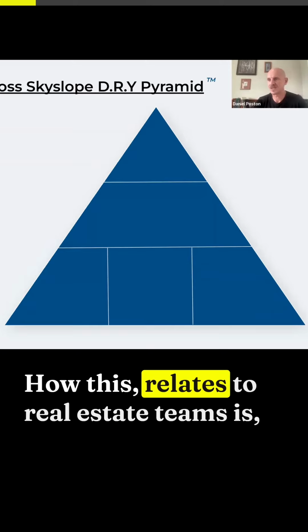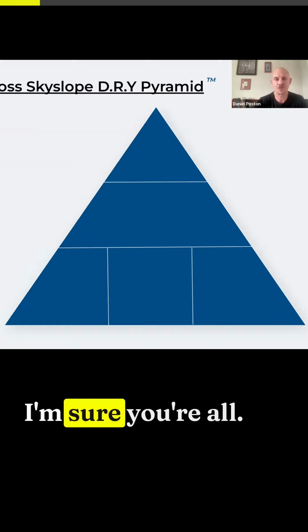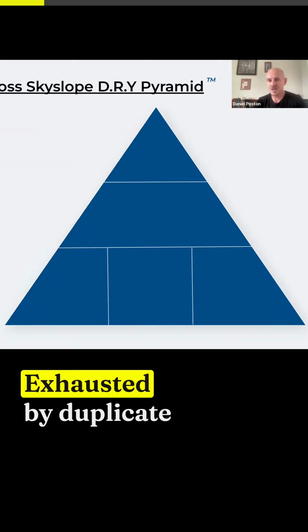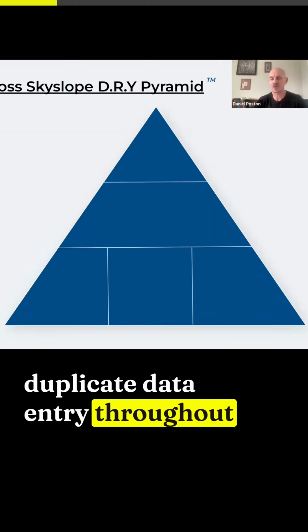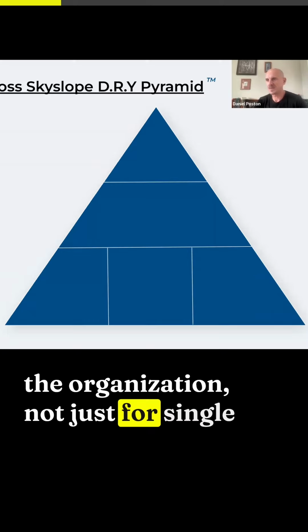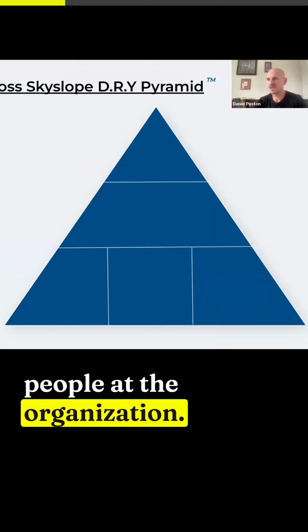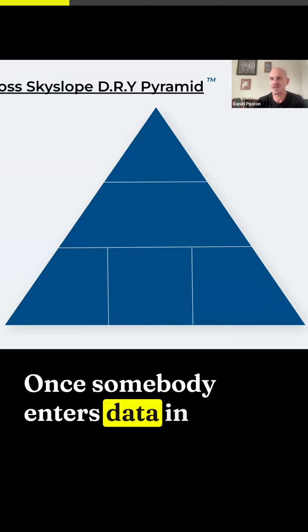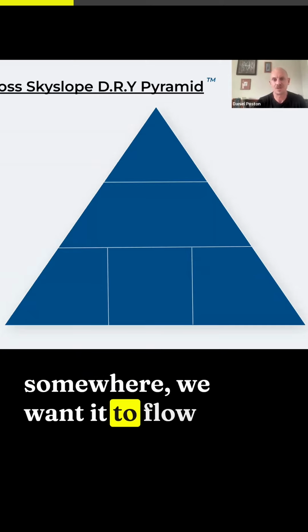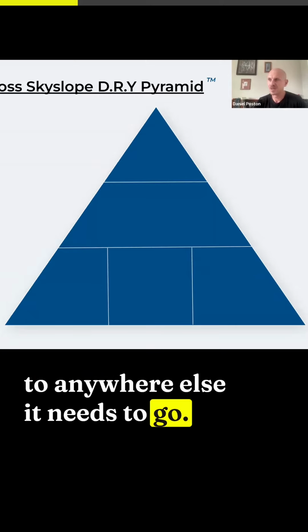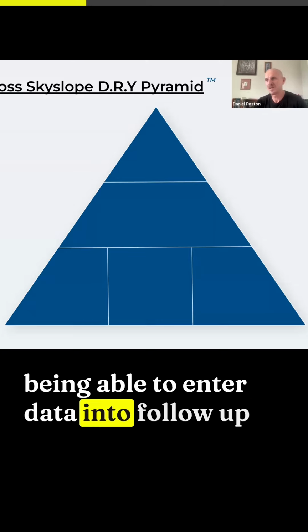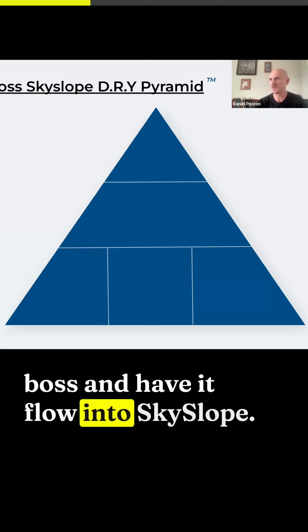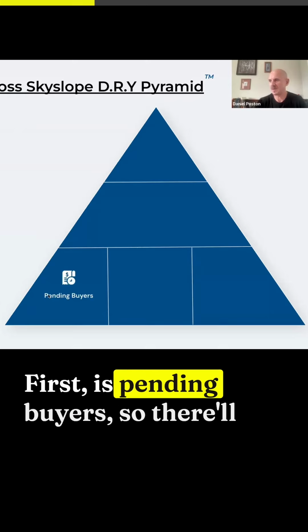How this relates to real estate teams is I'm sure you're all exhausted by duplicate data entry. And so our goal is to eliminate duplicate data entry throughout the organization, and not just for single people at the organization. Once somebody enters data somewhere, we want it to flow to anywhere else it needs to go. And so how we're tackling that now is being able to enter data into Follow Boss and have it flow into SkySlope. First is pending buyers.